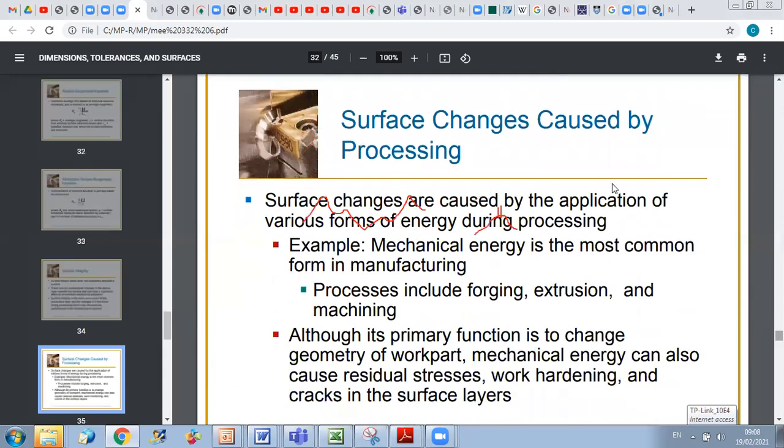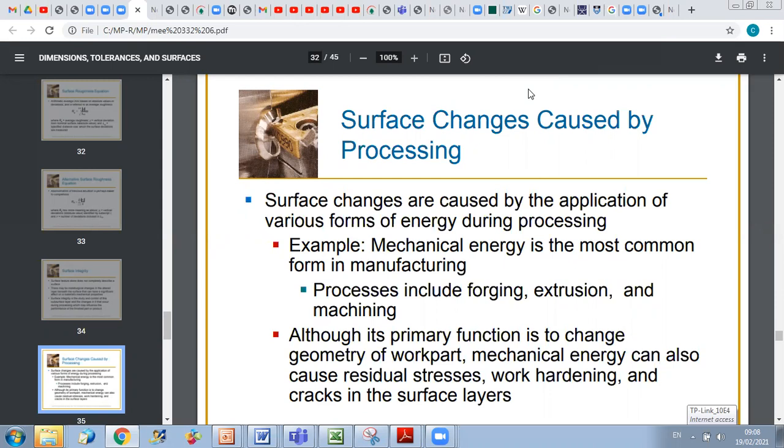Now, concerning surface changes caused by processing, we can have a variety of surface changes that are caused by the application of a variable form of energy during processing. For example, one of the possible alterations of the surface sublayer, which will affect its integrity, is the use of mechanical energy, which is the most common form in manufacturing. So, for example, processes such as forging, extrusion, and machining will affect this layer's surface properties.